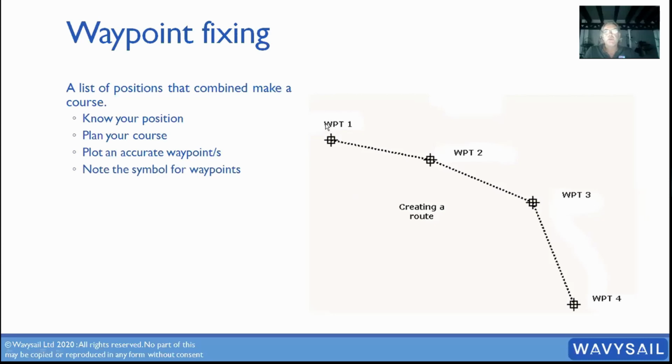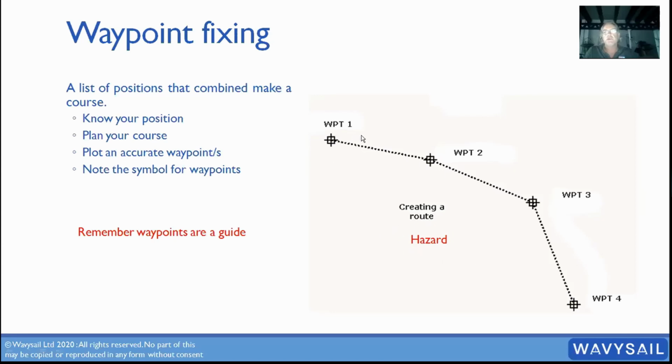And the symbol for a waypoint is a cross with a square. So if you ever see that on a chart, it means it's a waypoint, not a position. Waypoints are guides. This is my planned course. It doesn't mean to say it's the route I'm going to actually follow, this dotted line. It's just a guide. If you've got a hazard here, so the hazard in this case, where this course is going round, there's my hazard.